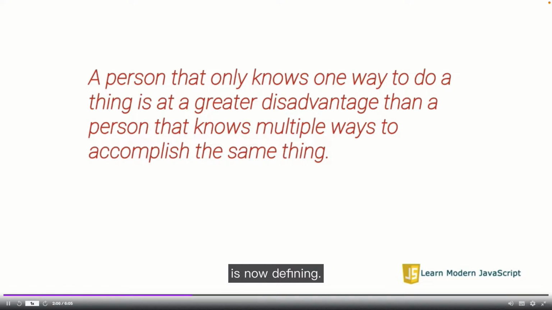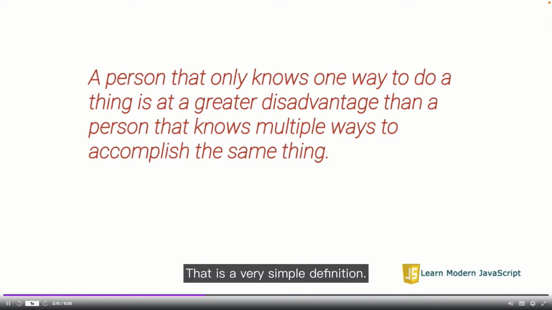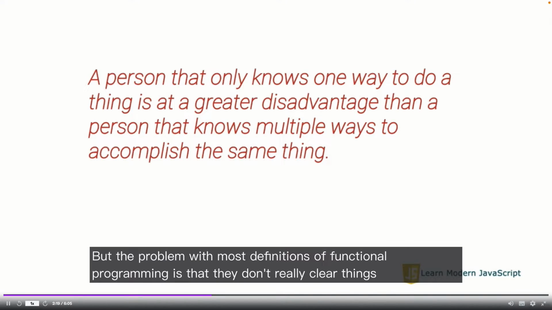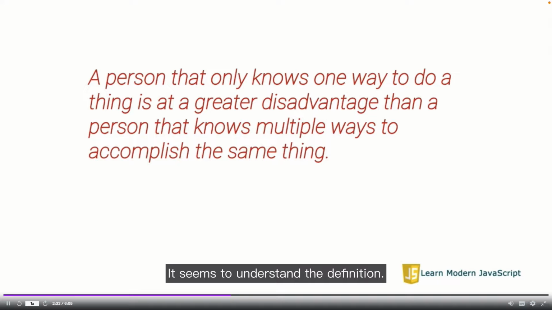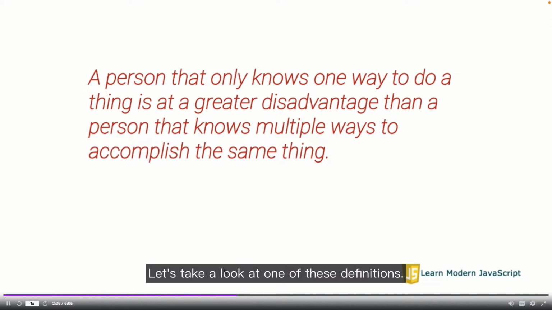Now, defining functional programming as a program built from functions is only providing 10% of the picture. That is a very simple definition. But the problem with most definitions of functional programming is that they don't really clear things up because they're not easy to understand. You have to learn functional programming, it seems, to understand the definition. Let's take a look at one of these definitions.